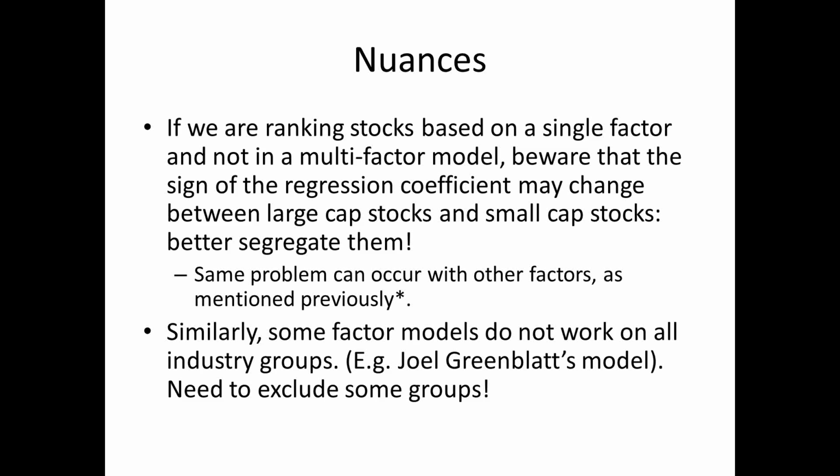A second, related nuance is the reason why some factor models do not work on all industry groups. One of the simple factor models that Joel Greenblatt's book talks about, The Little Book That Beats the Market, you might have heard of his famous little book about the two-factor model. In the two-factor model, they recommend that you exclude finance stocks and sometimes utility stocks from building a factor model. You might say, why?